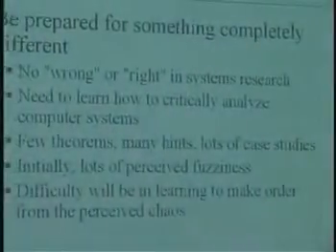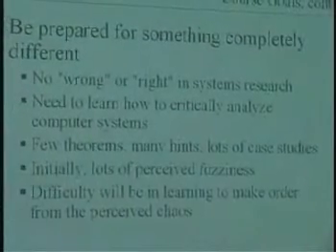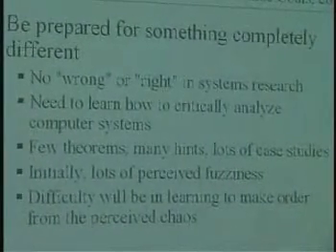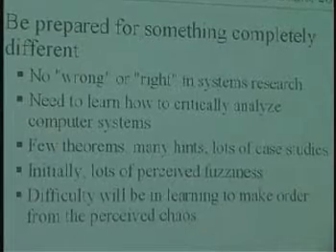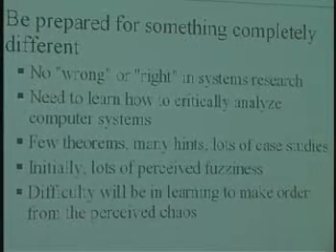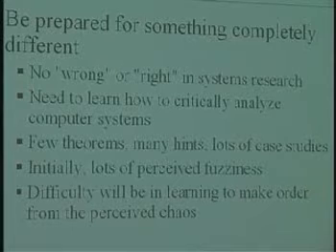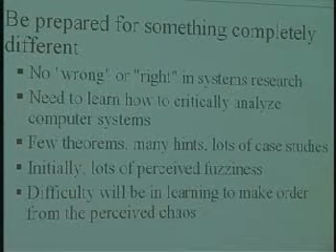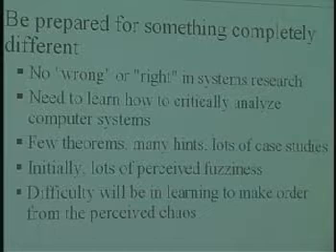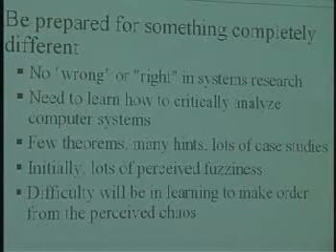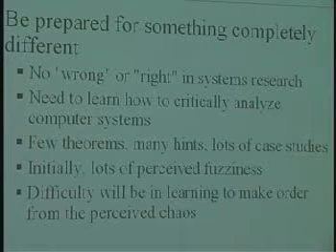One other thing about systems is there are very few theorems, there are lots of hints, and there's mostly case studies. So unlike, again, most of your previous courses, a lot of what you're going to be seeing here is all about examples. Examples of this system, example of that system, example when this works, example when that doesn't work. But you're going to see very little of, here's a theory that tells you when this thing is going to work or when that thing's going to work. All of this is going to create a lot of perceived fuzziness.